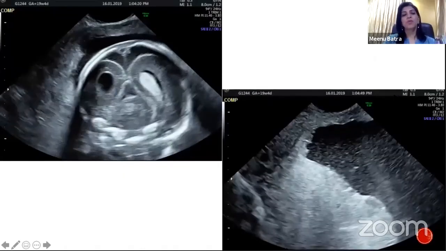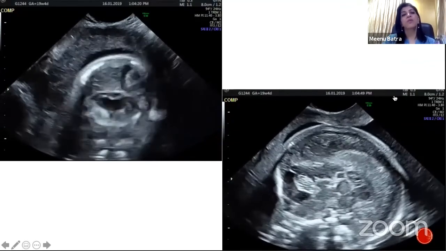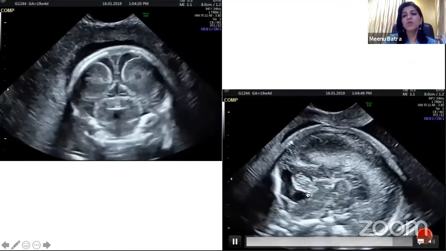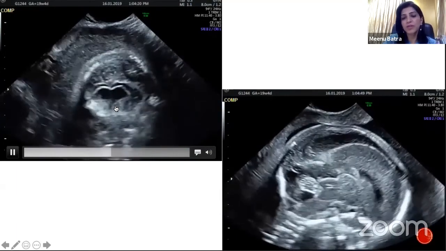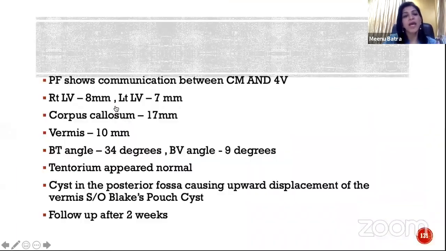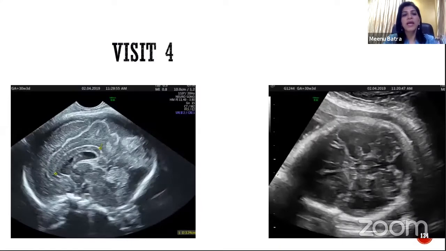Yeah. So we did a detailed transvaginal neurosonography on which we saw that the BV angle was only around 9 degrees. There was a Blake's pouch cyst, which was also appreciated in the coronal videos. And we asked her to come for a follow-up after 2 weeks. This was the second visit. Again, it was consistent with Blake's pouch cyst. The third visit. And finally, she came to us at 30 weeks, after which the patient was lost to follow-up.